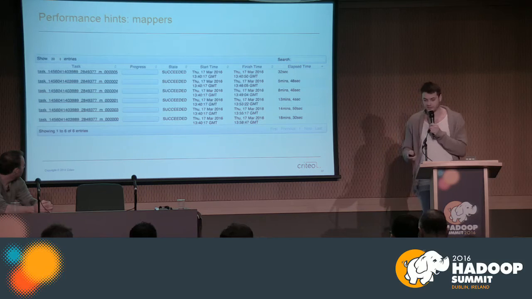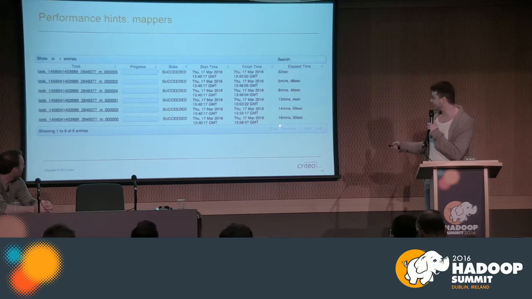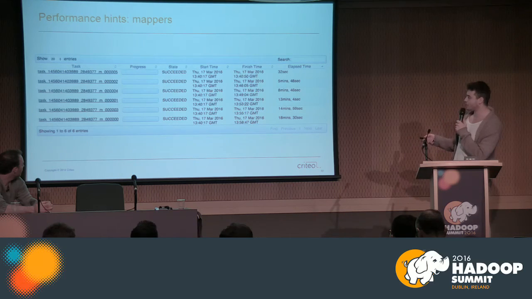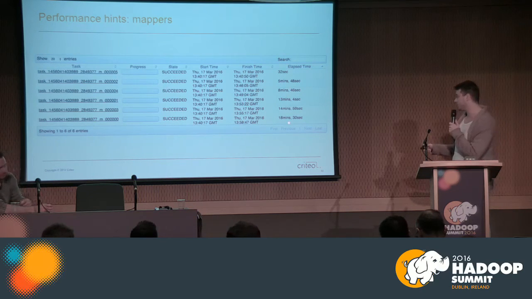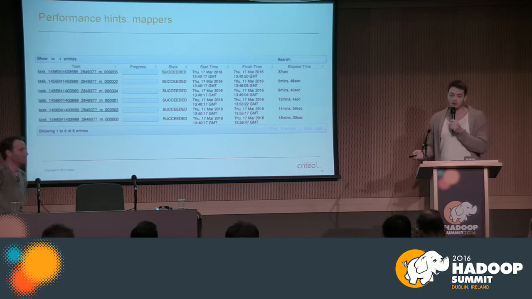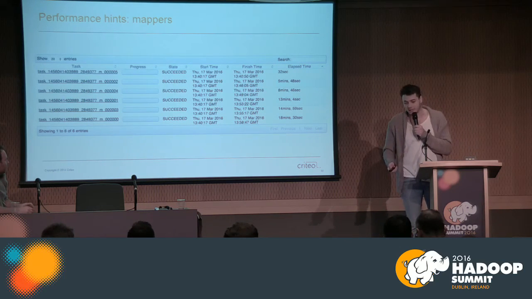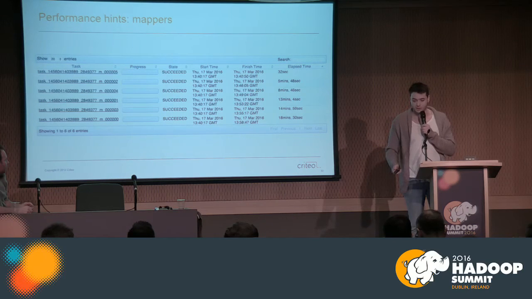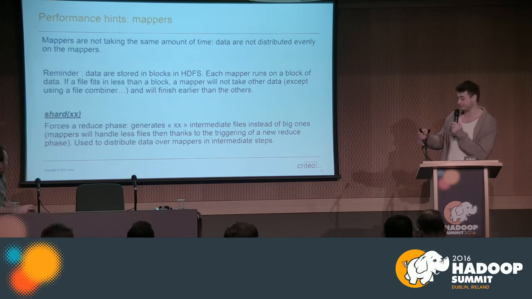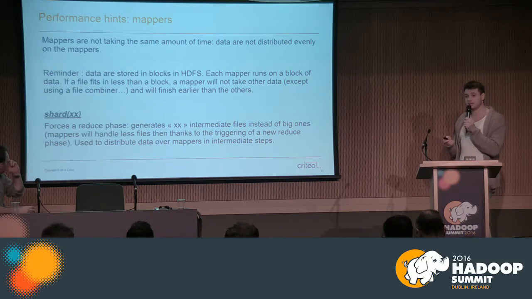Some other performance hints. Here, for example, is one of the steps from one of our jobs. We have only mappers, the fastest taking 32 seconds and the slowest almost 20 minutes. Obviously you want all the mappers to finish really quickly, basically at the same time, so that you don't have any wait and wasted cores. To do that, you can distribute the data evenly on the mappers.